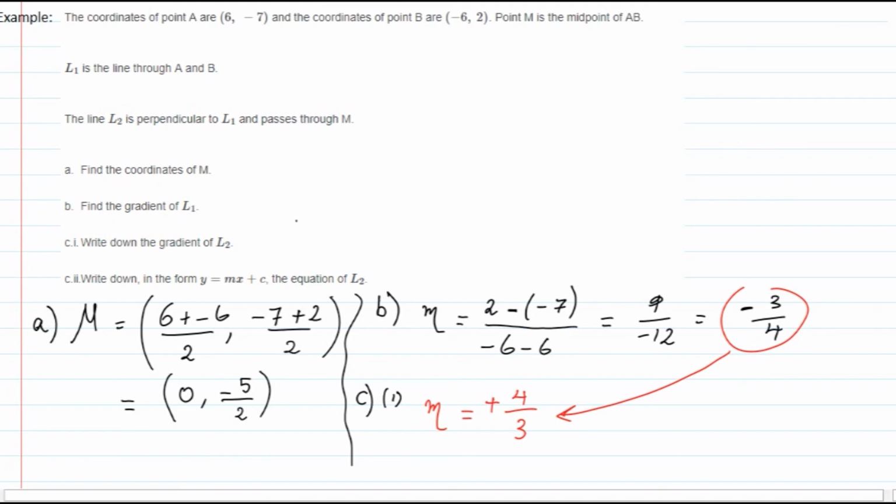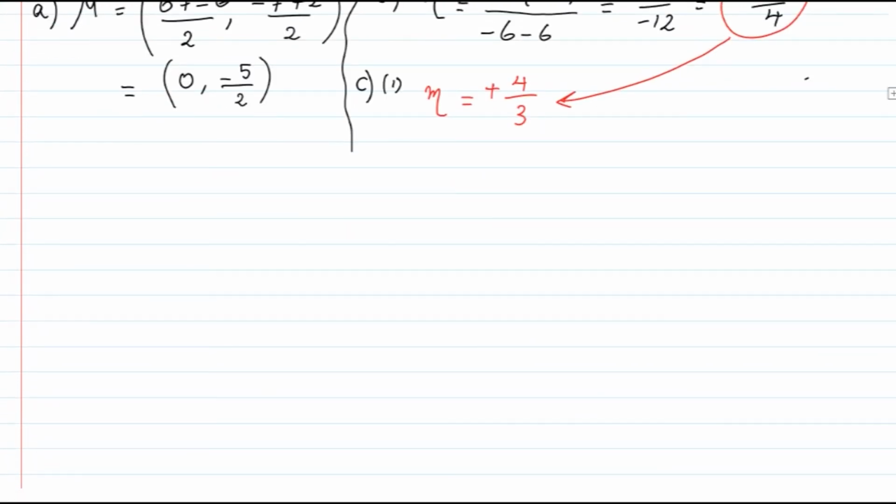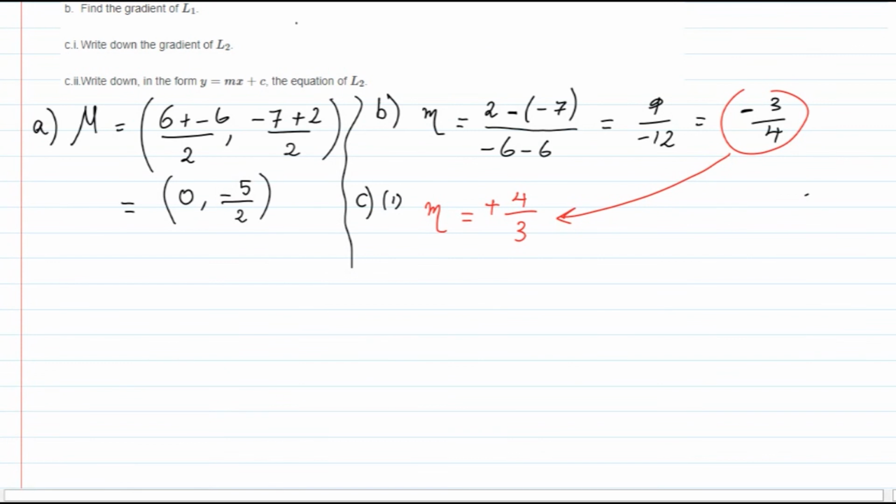Now let's go for C, section II. Write down in the form y equals mx plus c the equation of L2. This form is called the gradient intercept form. Do we have the gradient here? Yes, of course we have the gradient. This is our gradient, plus 4 over 3. Do we have the y-intercept? Yes, this is the y-intercept because the line L2 passes through the midpoint. We already have the y-intercept, so you can directly apply it in the formula. So for C II, y is equal to 4 over 3 x minus 5 over 2, which is the y-intercept.